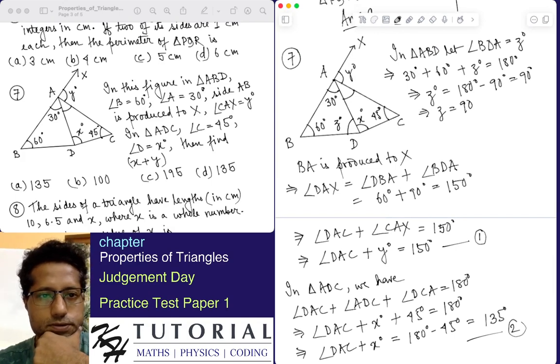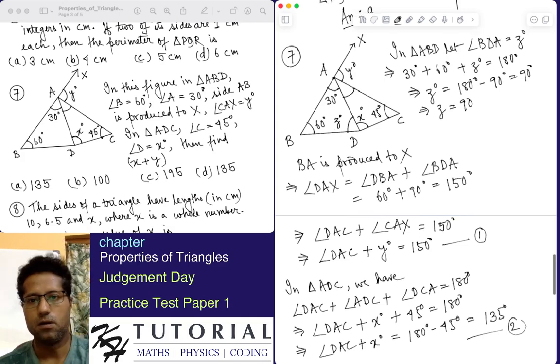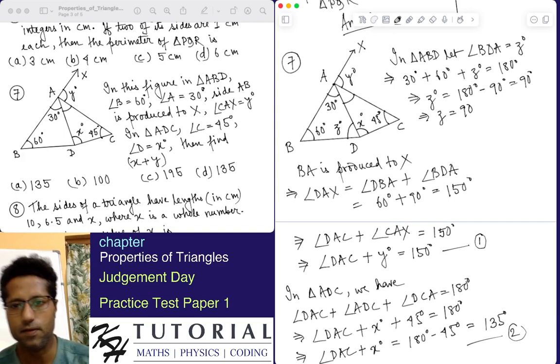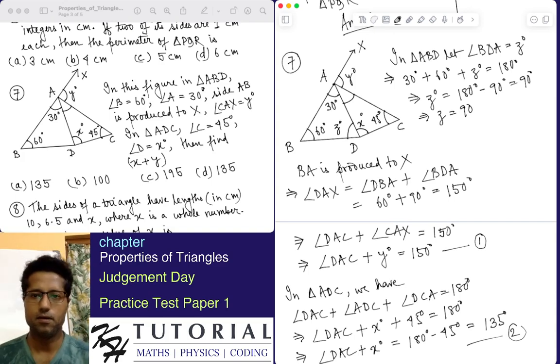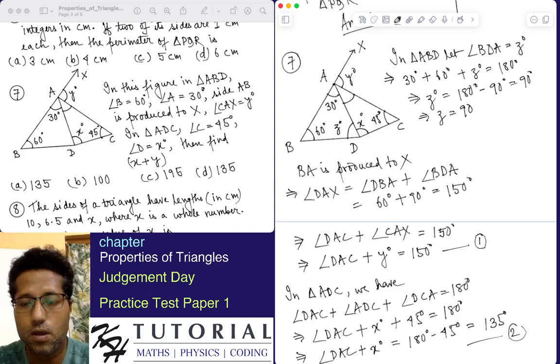How do we know DAC? Okay, so one more equation is that the angle DAC and 30 degree and the angle Y are forming on the same side of the line BX. So their addition should be equal to 180 degree.